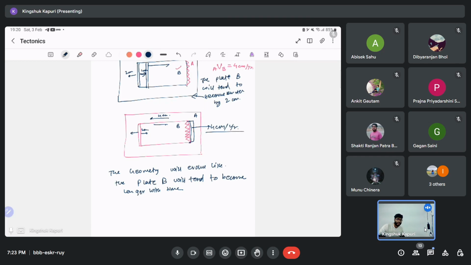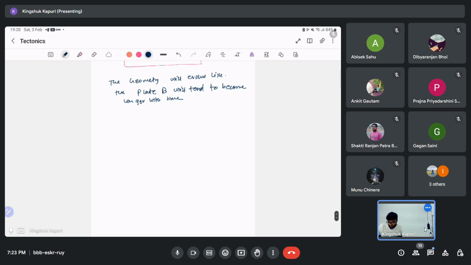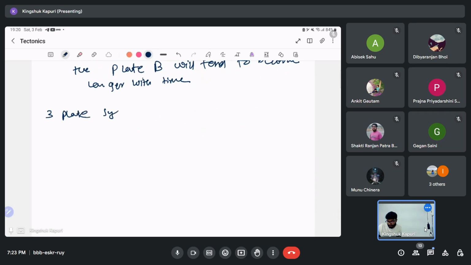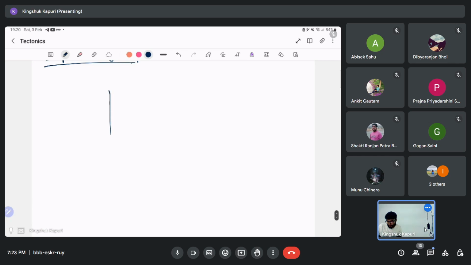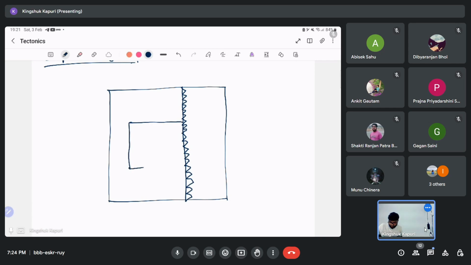Now I am giving you another example, a numerical. Now we will see a three plate system. Okay, this was a two plate system, now we will see a three plate system. This is a drawing. I will add a twist in this question. Let's say 6 centimeter per year. Now tell me.